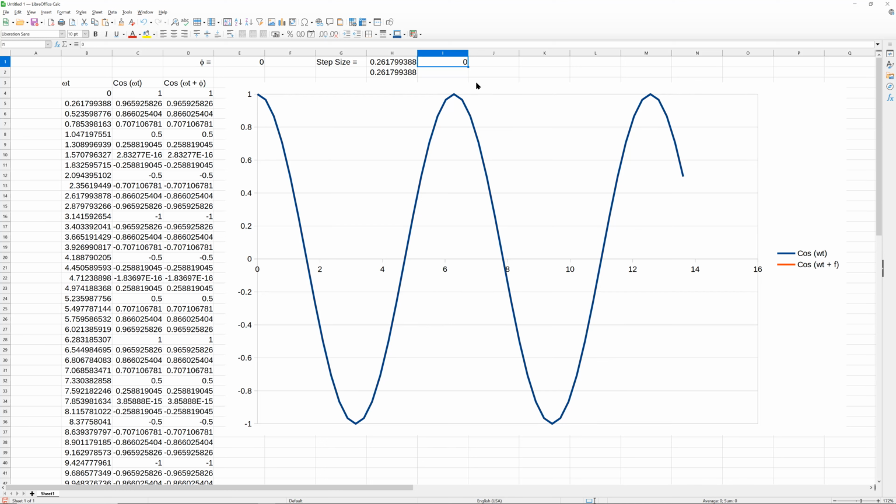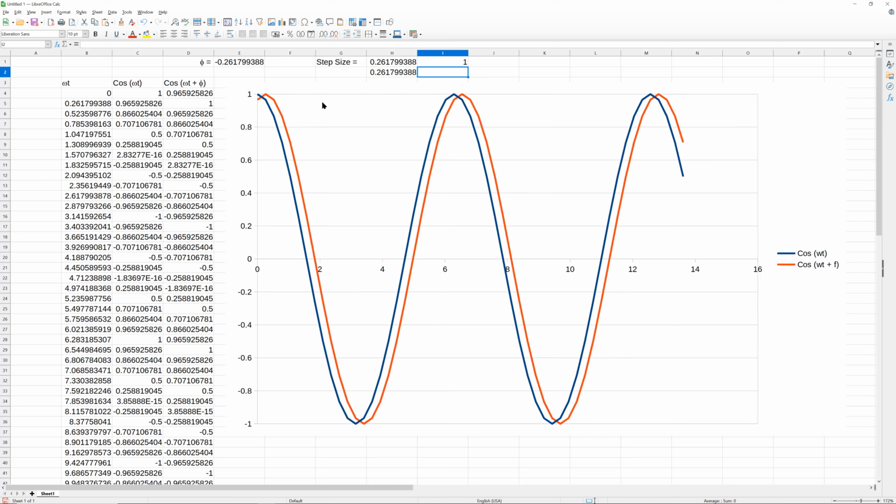there's the phase constant up there, but if I toss in the phase constant, now this is a negative phase constant, so it'd be the cosine of omega t minus pi over 12 is what the red graph did. And you can see with a negative phase constant, it shifted that entire red graph over to the right, out from underneath the blue graph.